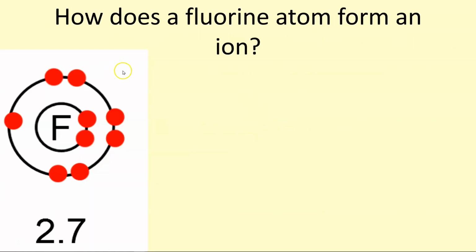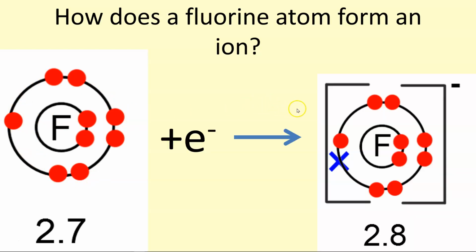How does a fluorine atom form an ion? So here's a fluorine atom. It's got 7 electrons in the outer shell. And what it will do when it forms an ion is gain or lose electrons to obtain the same electron arrangement as the nearest noble gas. So it could either lose 7 or gain 1. So what it's going to do is gain 1 electron to become a fluoride ion.